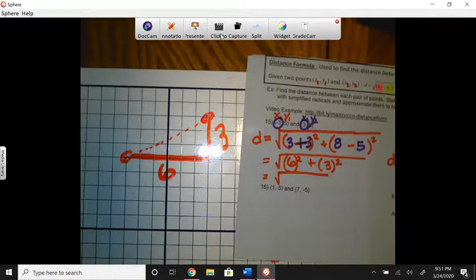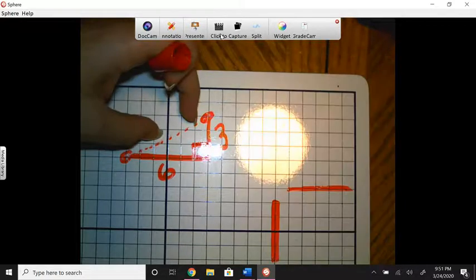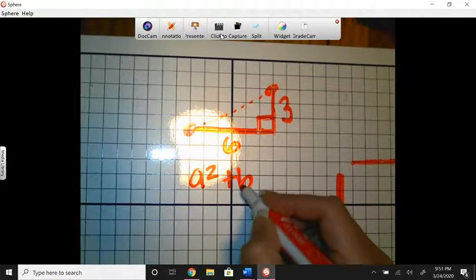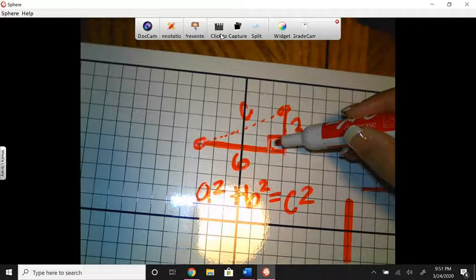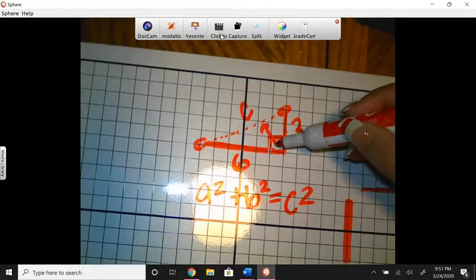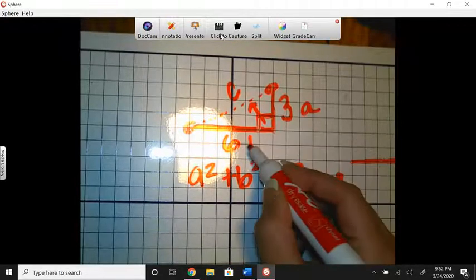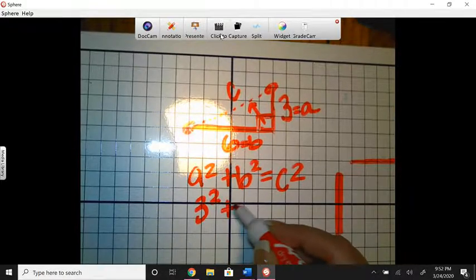Now, we've learned that when we have a right triangle, if we want to know what one of the sides is, we can use a squared plus b squared equals c squared. And we know c has to be the side that is across from the right angle. So we don't know what c is. So I'm going to have this be a and this be b. So we'd have 3 squared plus 6 squared.